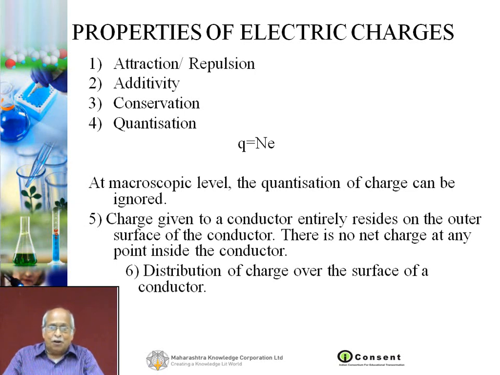Every charge on any body is either due to excess electrons or due to deficiency of electrons. There are n excess electrons. The negative charge will be n times electronic charge. So here I have written Q equal to n into E.